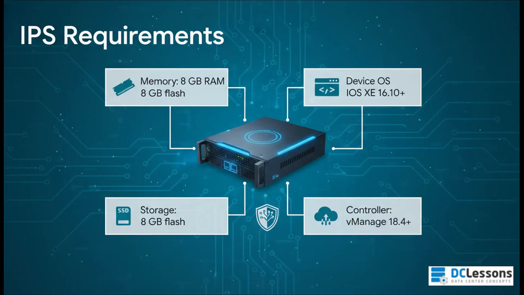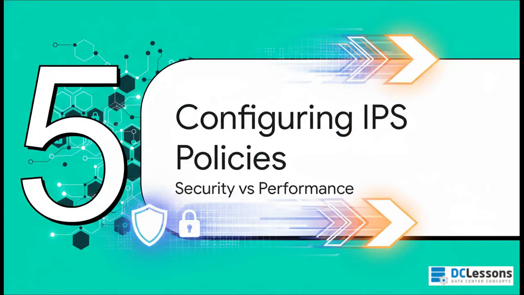Now, it's really important to know that this advanced feature does need a bit of muscle. To run IPS, your WAN edge devices have to meet these specific hardware and software minimums. And the reason for that is the Snort engine actually runs inside a virtual container on the device, and it needs enough memory and storage to do its job effectively. So let's get into configuring IPS.